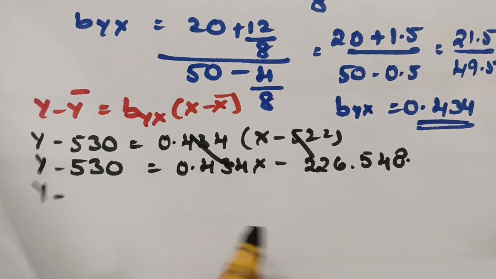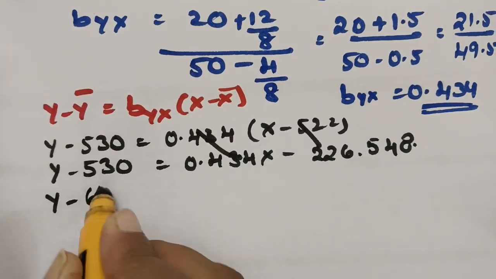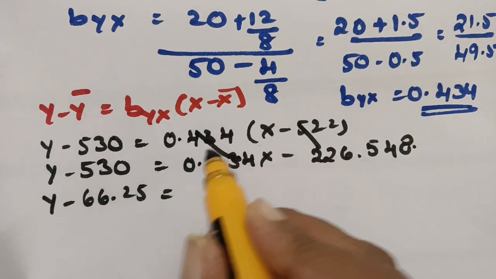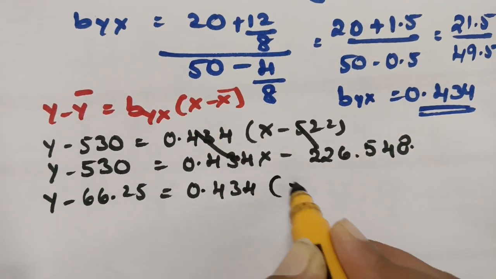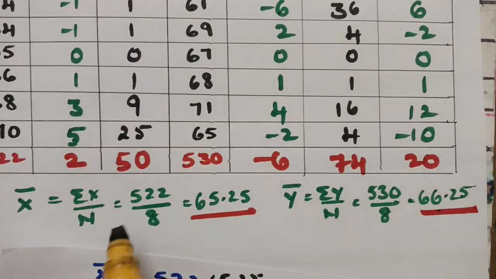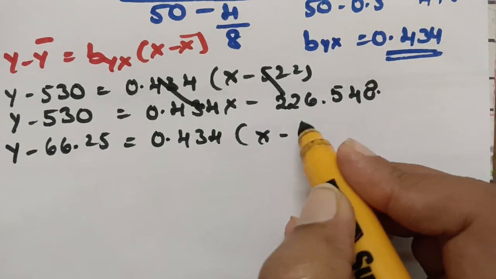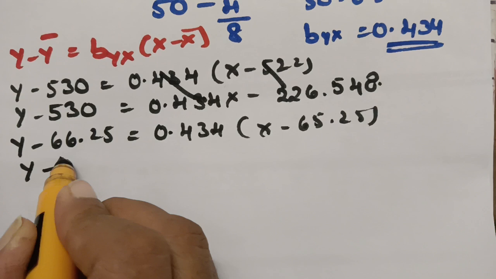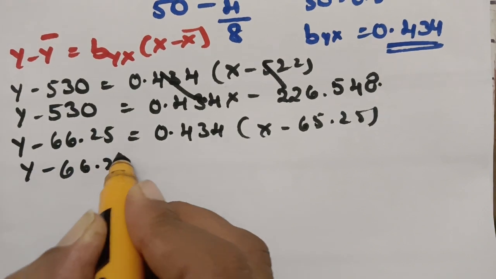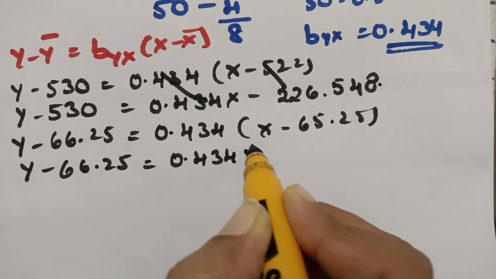This is y minus y bar. So what is y bar here? 66.25. This value is equal to 66.25 and byx value is equal to 0.434 into x minus, what is x bar here? X bar value is equal to 65.25. So this value is equal to 65.25. Now if I multiply, that is y minus 66.25. So if I multiply, this will be 0.434 into x minus.